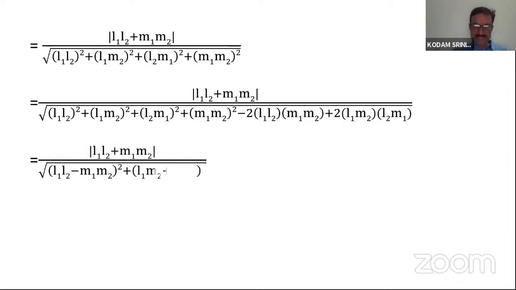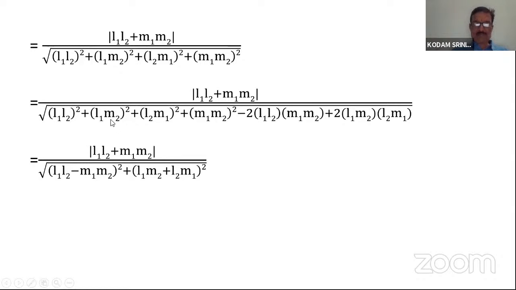So now rewriting the terms. From all these terms, we are writing three terms at one place: (L1 L2) whole square plus (M1 M2) whole square minus 2 L1 L2 M1 M2. These three terms are of the form a square plus b square minus 2ab. All of you know that this is the expansion of (a minus b) whole square, where in place of a is L1 L2 and in place of b is M1 M2, that is (L1 L2 minus M1 M2) whole square.